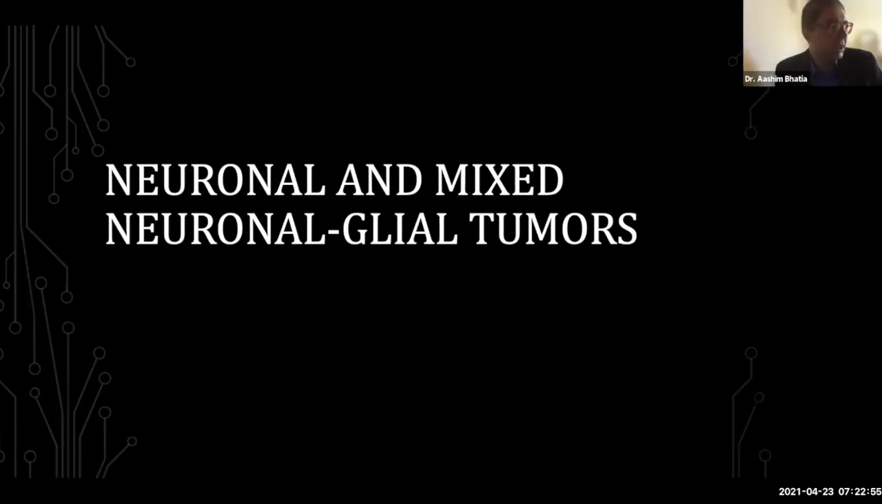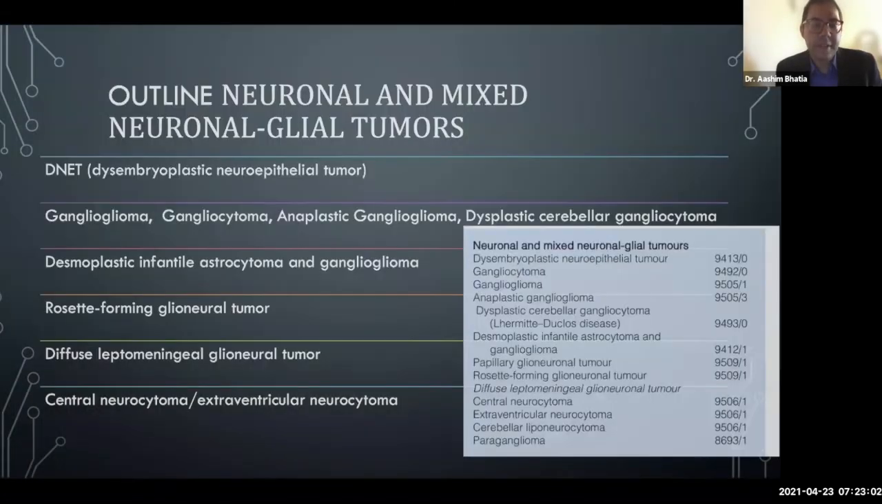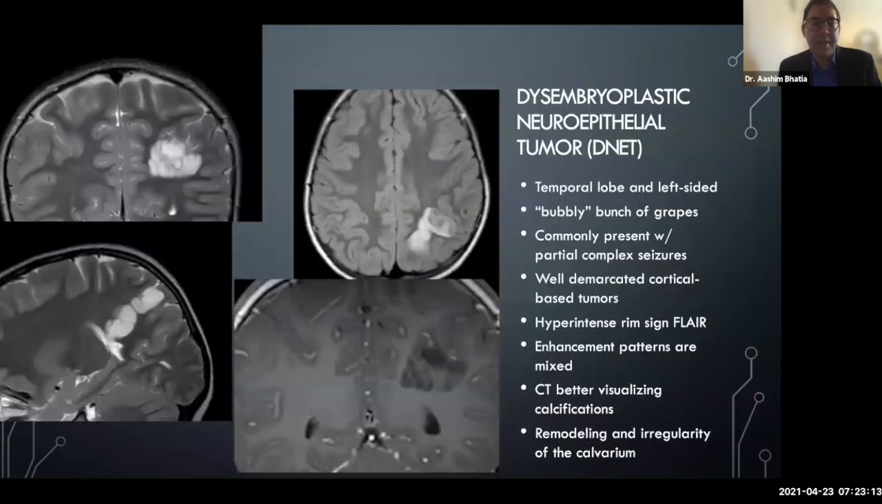So we also discussed neuronal and mixed neuronal glial tumors. This is an important group because a lot of these tumors are common tumors you'll see, especially DNETs, we'll discuss those, and gangliogliomas. So DNETs, when you think about these tumors, they have very classic imaging findings. So when you see them, you should be very confident with the diagnosis on imaging. And that is a bubbly bunch of grapes appearance of the tumor.